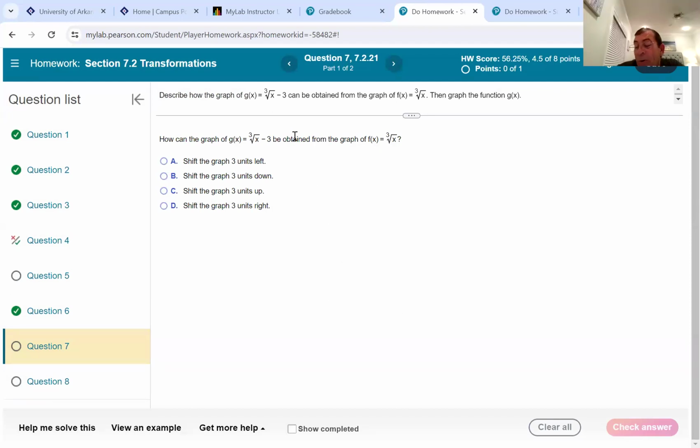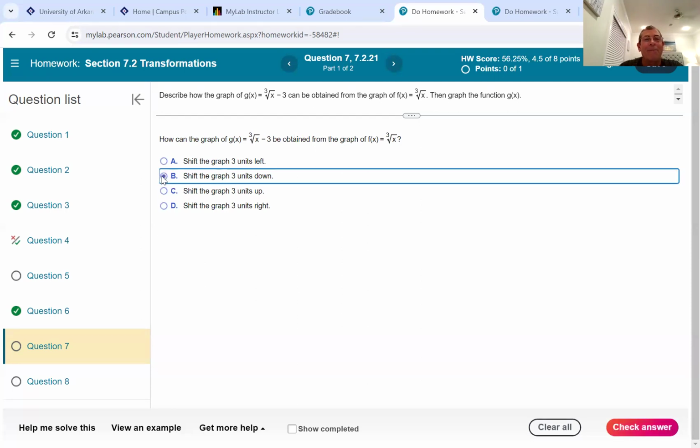Now, knowing what I just showed y'all on that paper, that minus 3 is not up under that cube root radical. So is that minus 3 going to move me left, down, up, or right? Would it be down since it's not in the parentheses? It'll be down since it's not in the parentheses. Perfect. So we would go with B on that one, y'all. Okay.